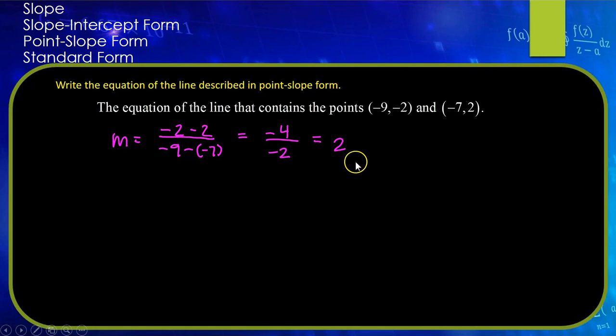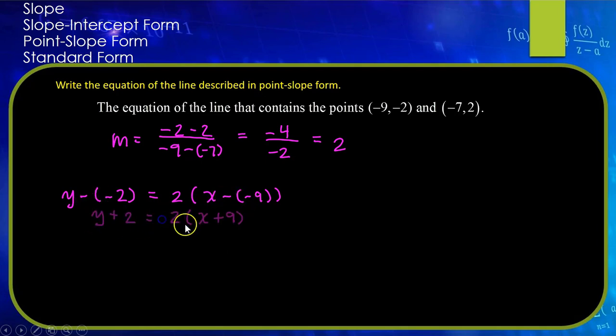So I could take this information and start putting it into point slope form. I could use this set of coordinates here and end up with y minus -2 equals 2 times the quantity x minus -9. And of course, the minus a negative here and minus a negative here both become addition problems. So y plus 2 equals 2 times the quantity x plus 9 would be one solution.